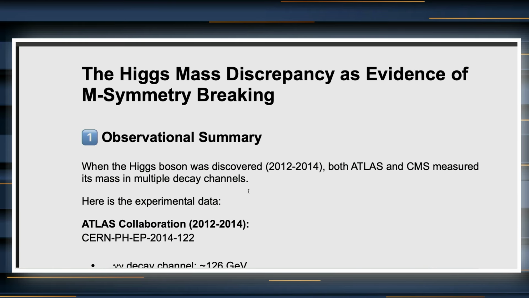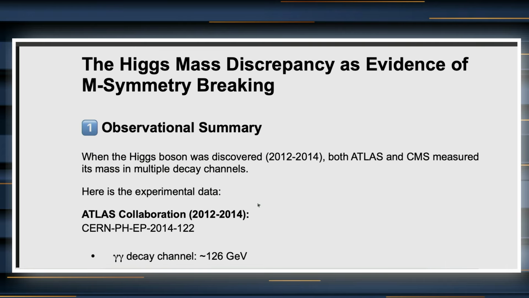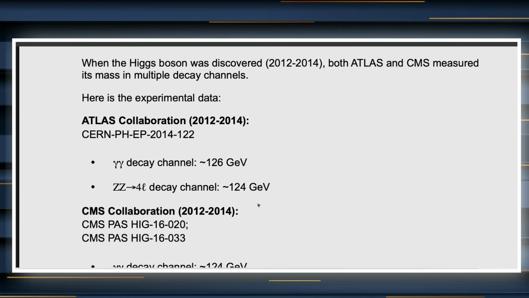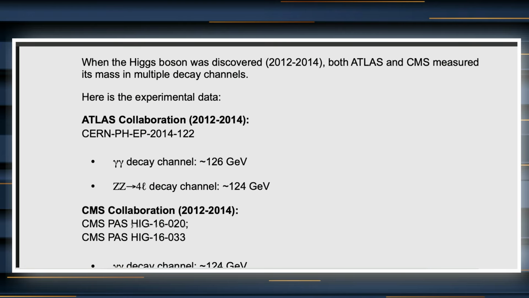When the Higgs boson was discovered in 2012 to 2014, both ATLAS and CMS measured its mass in multiple decay channels. And here's the experimental data. Notice they didn't have much data on gluons or leptons. They just had data on the Z and the gamma, which is exactly what I had predicted. So this is ATLAS's data.